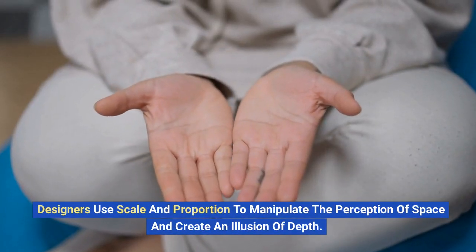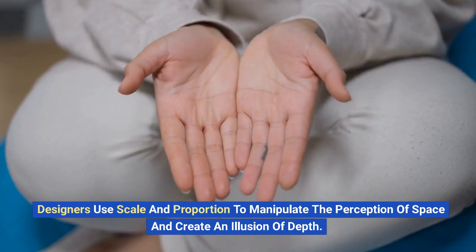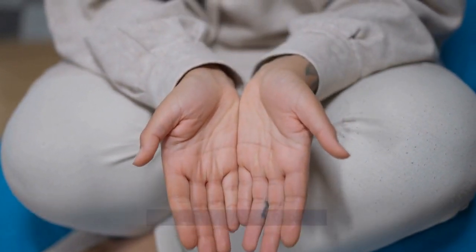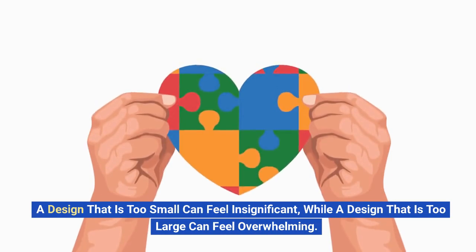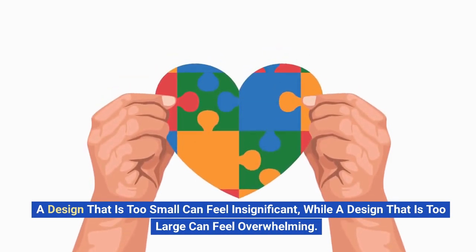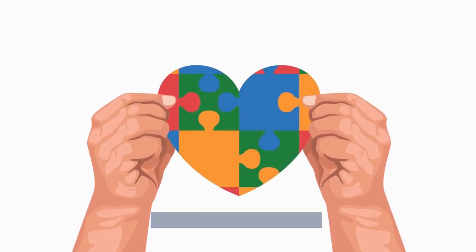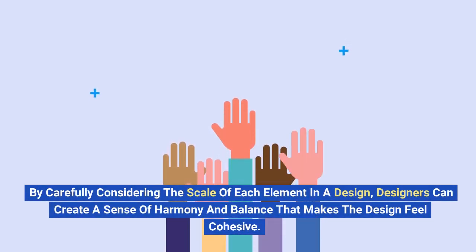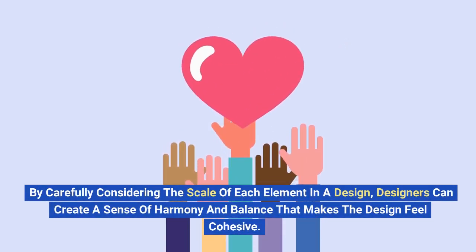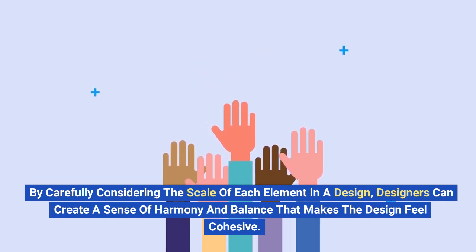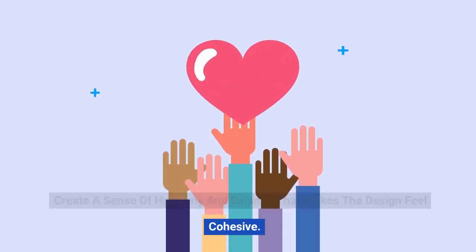Designers use scale and proportion to manipulate the perception of space and create an illusion of depth. A design that is too small can feel insignificant, while a design that is too large can feel overwhelming. By carefully considering the scale of each element in a design, designers can create a sense of harmony and balance that makes the design feel cohesive.